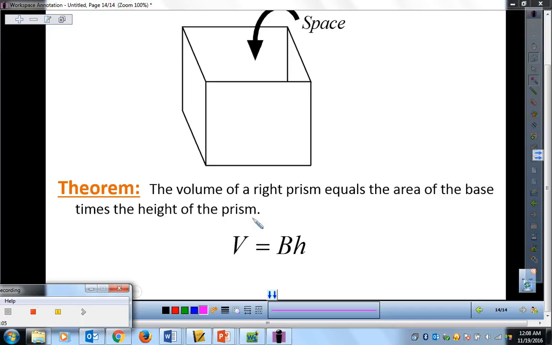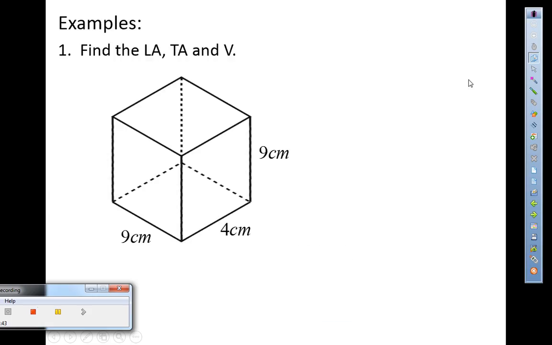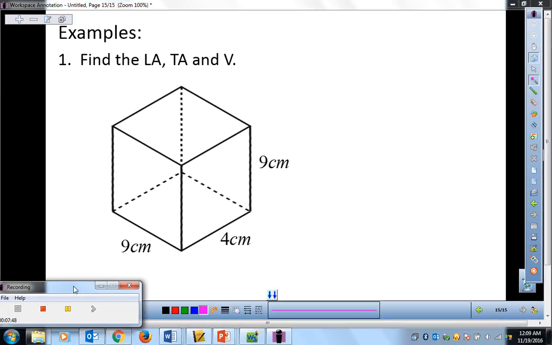So we have 3 formulas. The first one is the lateral area, the second one is the total area, this one is the volume. So V equals volume. Big B is still the same, that is the area of the base. And H is still the same, that is still the height of the prism. So those are all we're looking at. We're going to come up with, in this first example, you'll see what I mean. So lateral area, total area, and volume of this right rectangular prism.